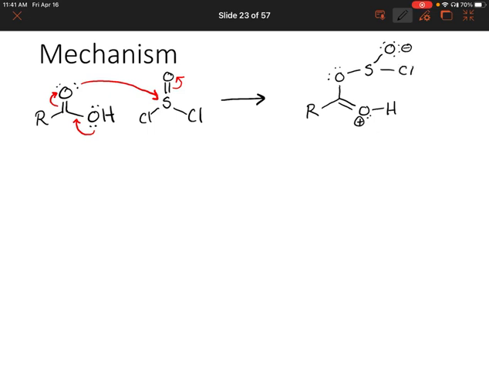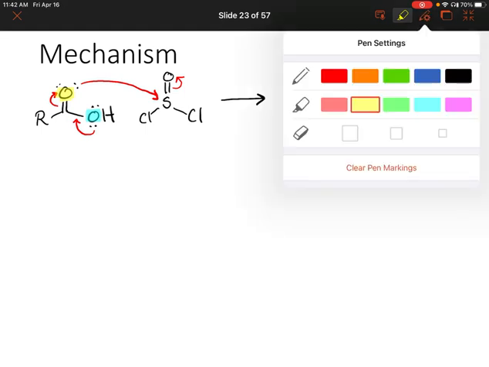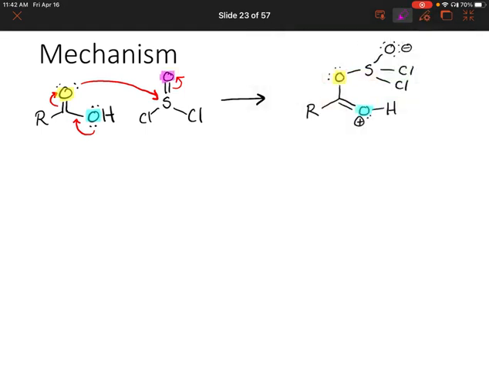It can be tough to keep track of all of these different atoms and the oxygen atoms in particular. So what I'll do is I will highlight these oxygens so you can keep track of which one is which. Okay, so we've got our blue oxygen, our yellow oxygen, and a purple oxygen. All right, so what's going to happen next?